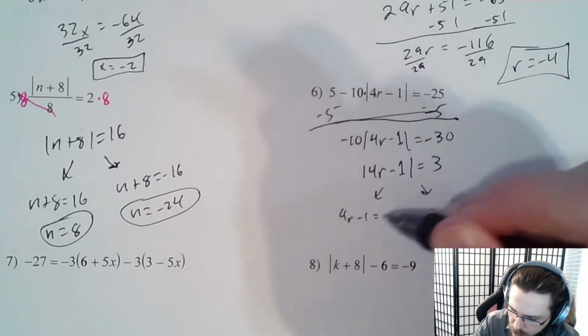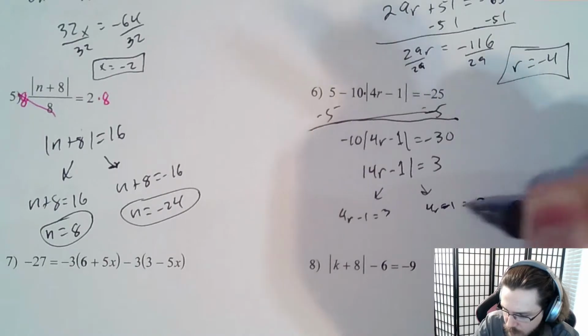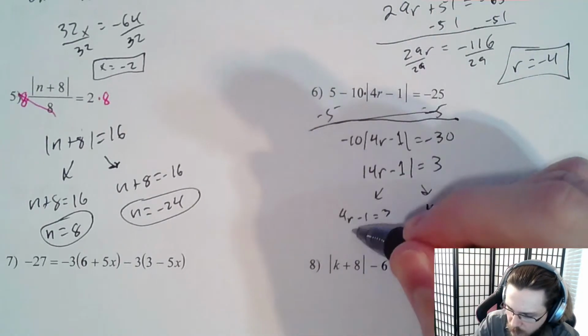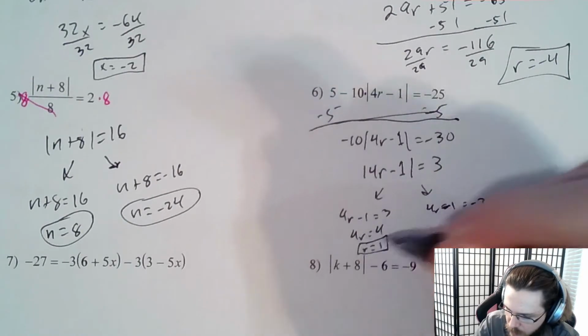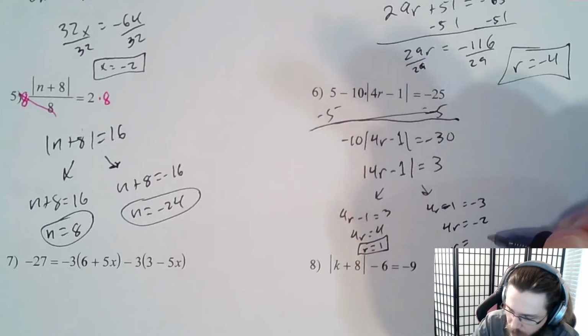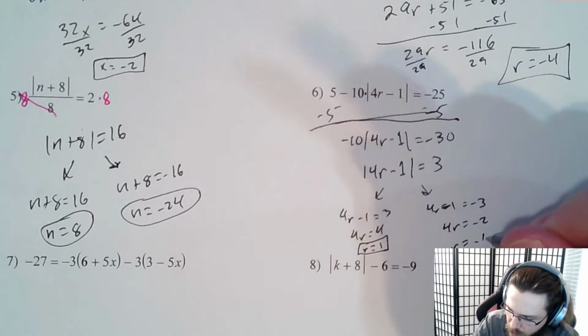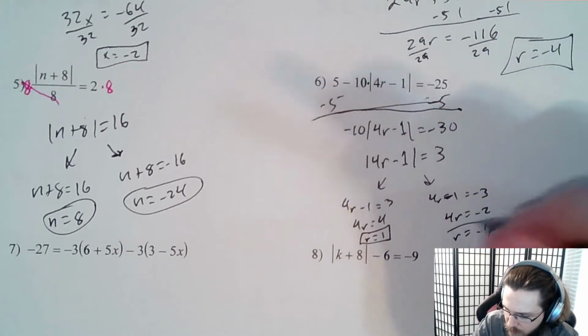4r minus 1 equals 3. 4r minus 1 equals negative 3. So 1 positive, 1 negative. Add 1 to both sides. 4r equals 4. Divide both sides by 4. You'll get 1. Add negative 3 and 1 is negative 2. Divide both sides by 4. You get negative 2 over 4, which reduces to negative a half. You could also write negative 0.5. I don't care which.